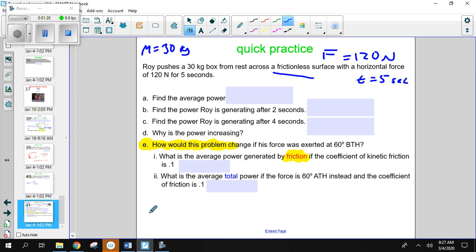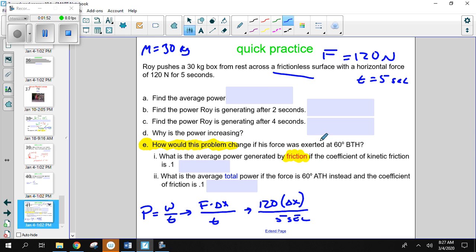Okay, anyway, so average power is going to be our work over time, or force times distance over time. So, we have our force, 120. We don't have our distance, but we have our time, which is 5 seconds. All we need to do in physics is figure out this delta x, which we should be able to do given our force and our mass.